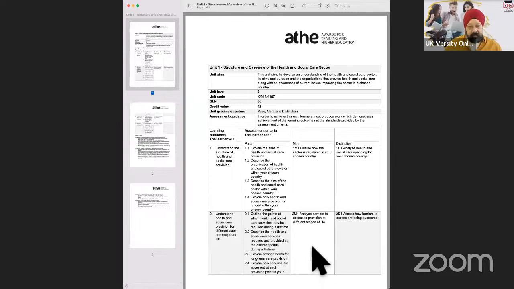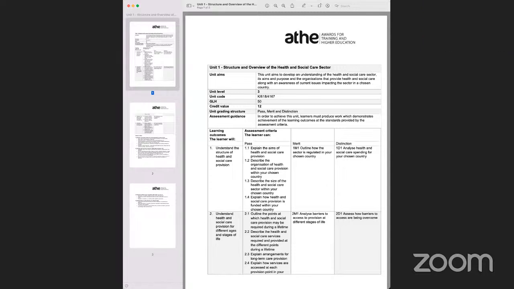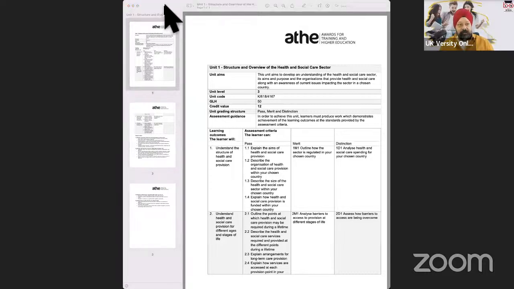Now, when we look at covering this unit, there'll be a bit of going back into the background in terms of understanding what a health service is and how, in general, the healthcare sector works within the UK. Now, a couple of things before I start the session, and these are housekeeping tips.